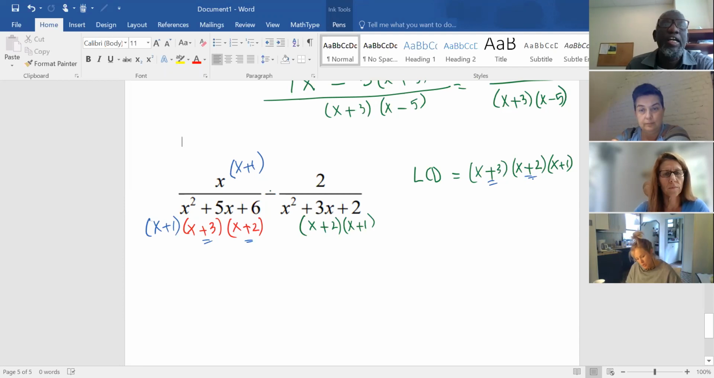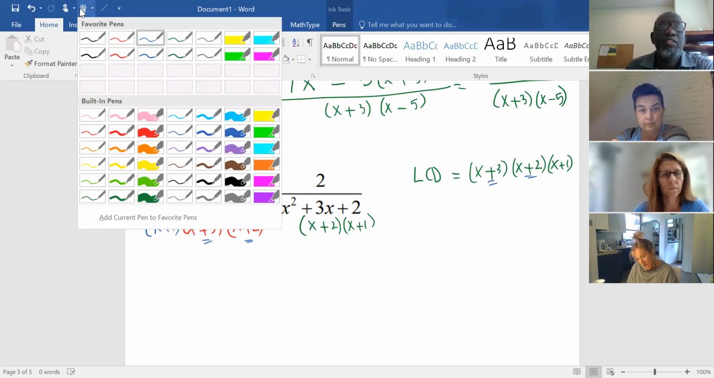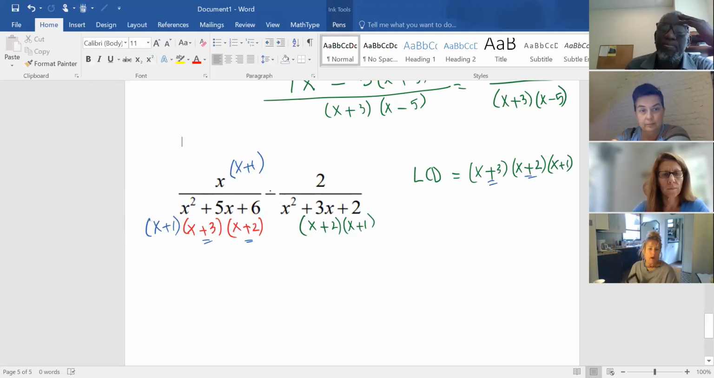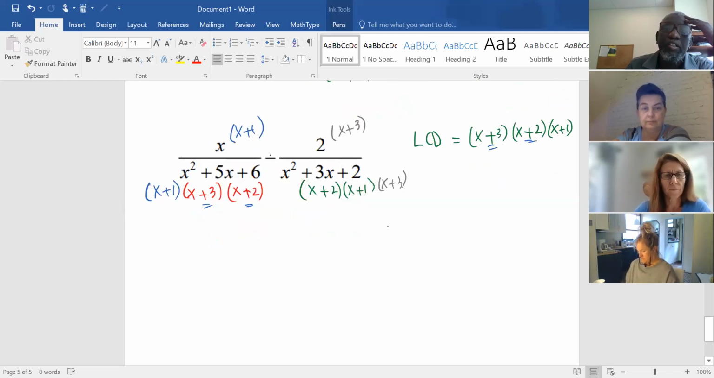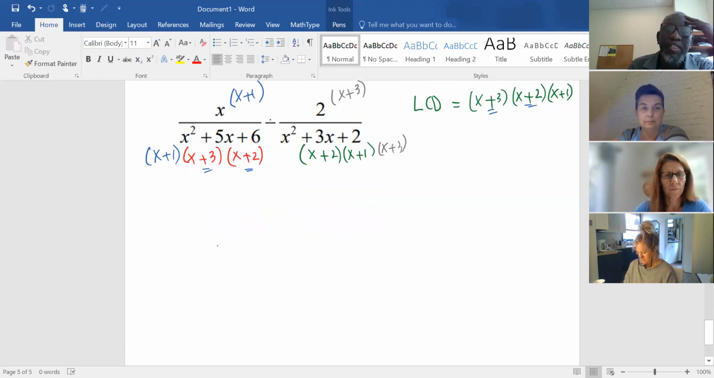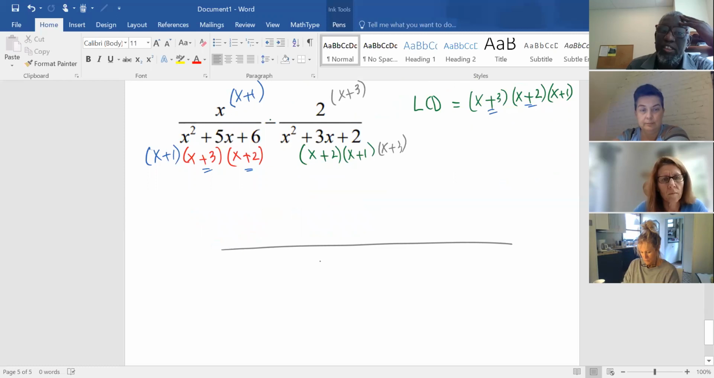Okay, I now go to the second one. What is the missing piece in the second one? X plus 3. The x plus 3 is missing. I put x plus 3, right? You see? Now I got a big fraction like that. What is the denominator now?